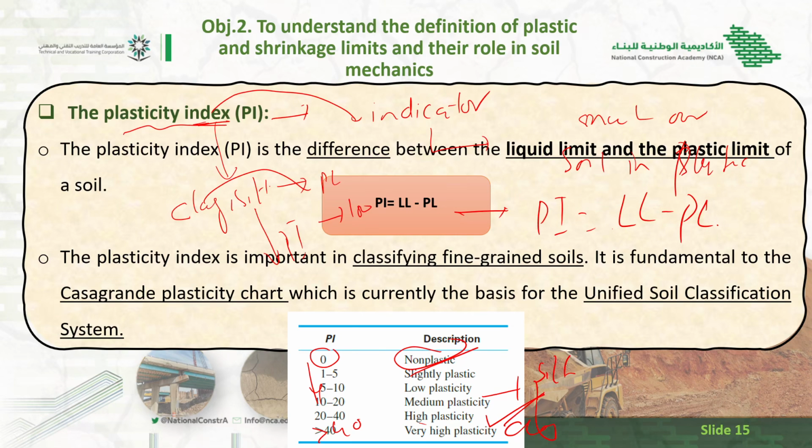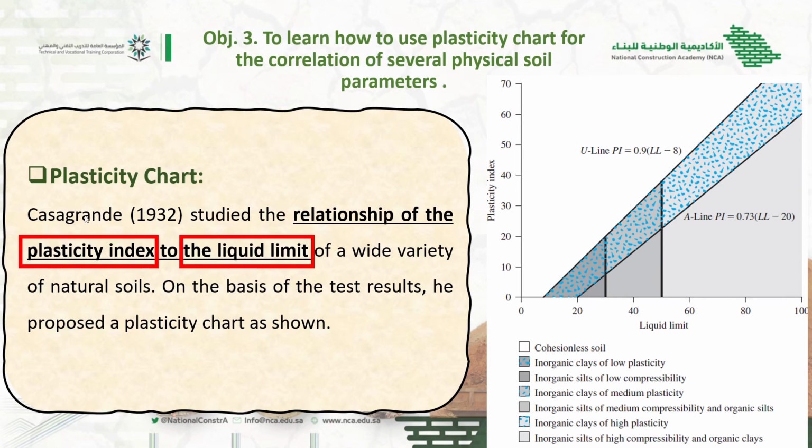So plasticity index is nothing but the number, or the indicator, through which we can evaluate how plastic our soil is. In this slide, you can see we are discussing the plasticity chart. Casagrande in 1932 studied the relationship of the plasticity index to liquid limit of a wide variety of natural soils. On the basis of test results, he proposed a plasticity chart as shown. He studied different types of natural soils, and on the basis of these results, they classify the soil into different types.